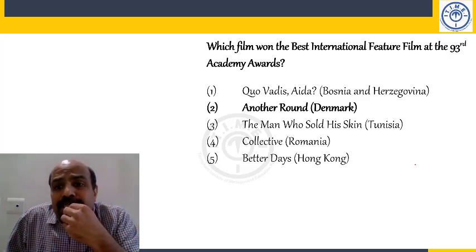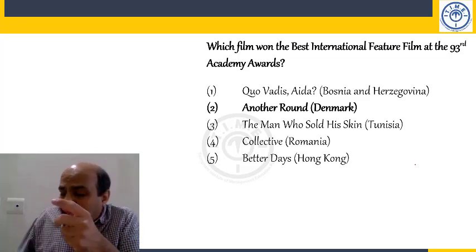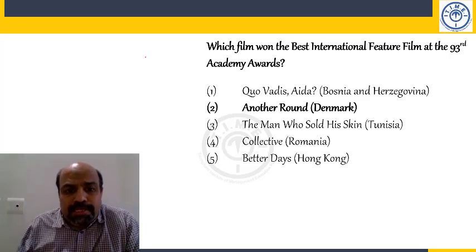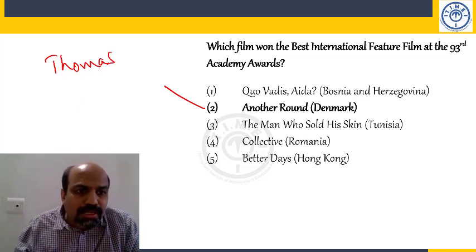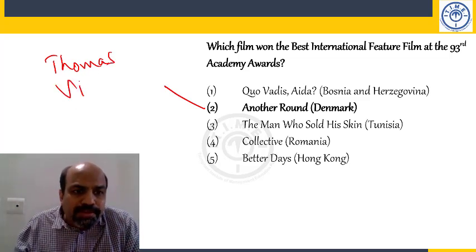Which film won the best international feature film at the 93rd Academy Awards? It was Another Round. The director was Thomas Vinterberg. This is my to-watch list, actually. Thomas Vinterberg.